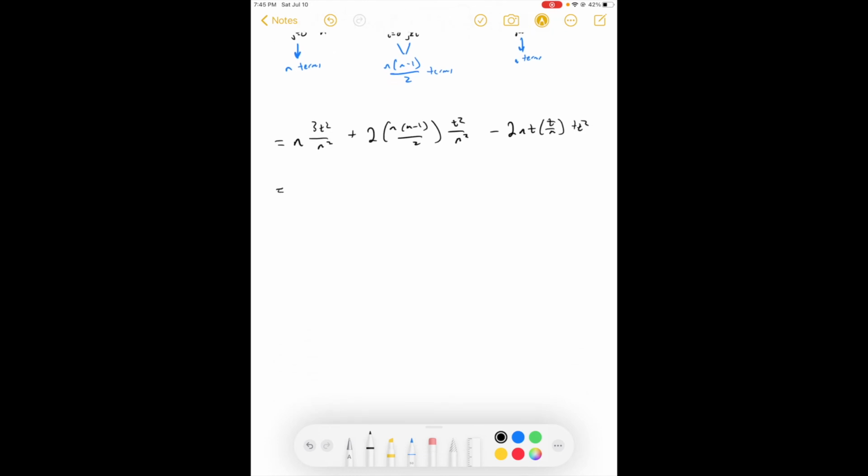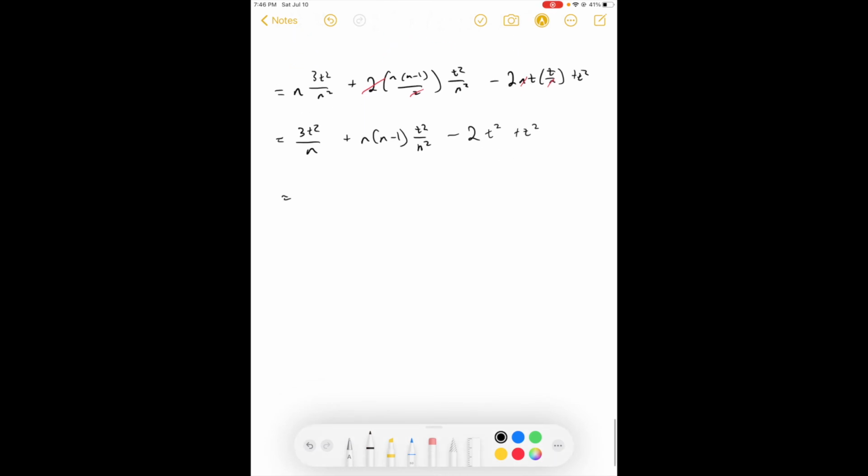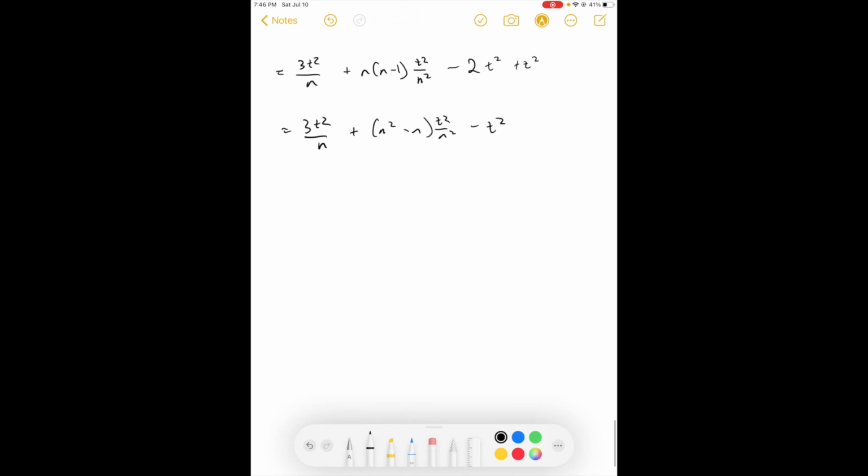Now hopefully you can see some of this stuff is going to simplify out here. For instance, we'll have 3t squared over n plus those two 2's are going to simplify away. And that's n times n minus 1 times t squared over n squared minus 2. These n's are going away, t squared plus t squared. Keep simplifying everything until you're done. n squared minus n times t squared over n squared minus t squared.